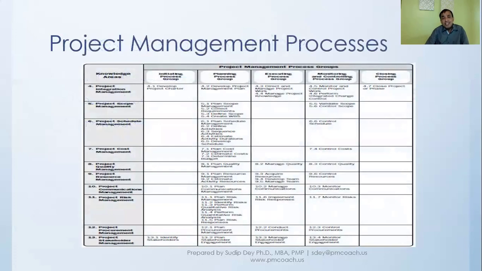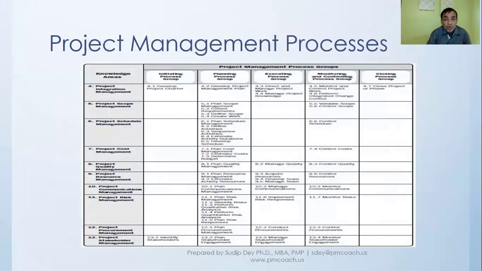Now, this is a table that gives us a clearer picture. If I want to look at one page in the book, I would look at this particular page. I think it's page number 25 in the 6th edition, because it gives very clearly what are the different processes that are involved and what are the different process groups.